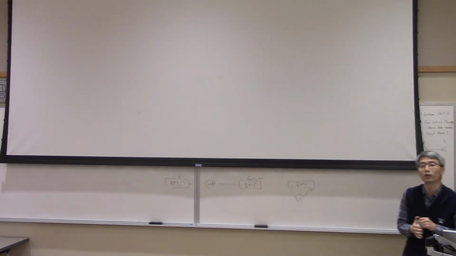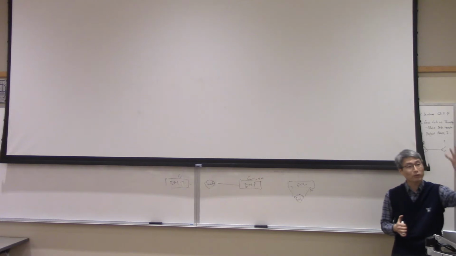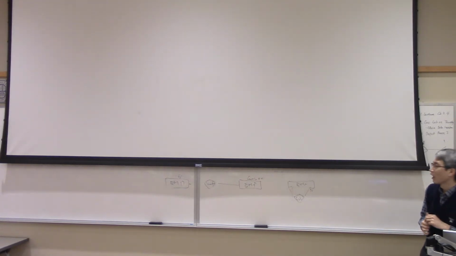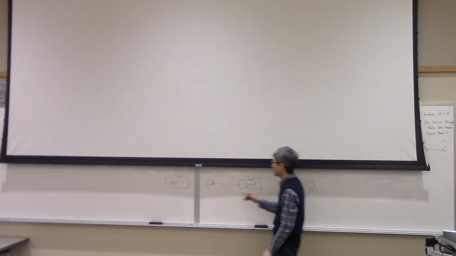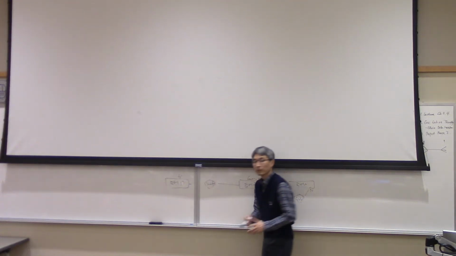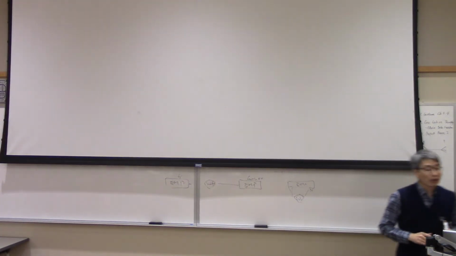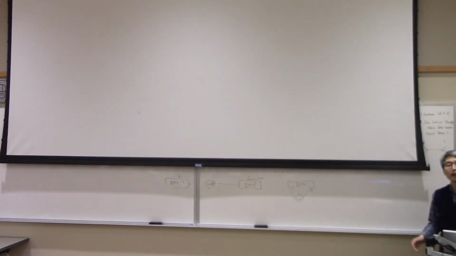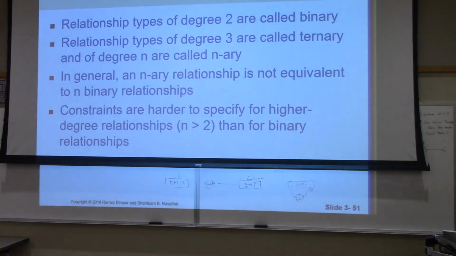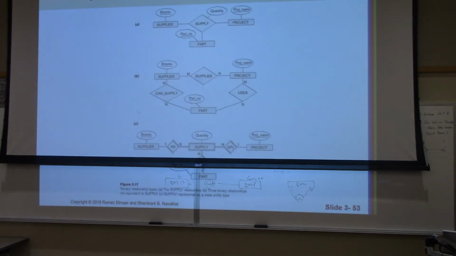So this is called the binary relationship because the two entities form one relationship. There are relationships that involve more than two entities. So that is the multi-degree, higher degree relationship. Today we are going to briefly see such cases. So let me use this one. For example, the top one.